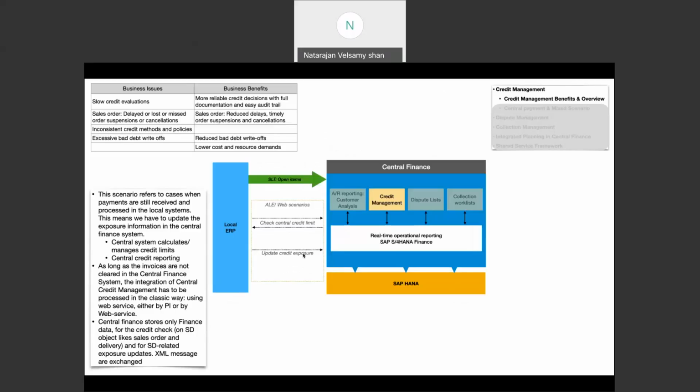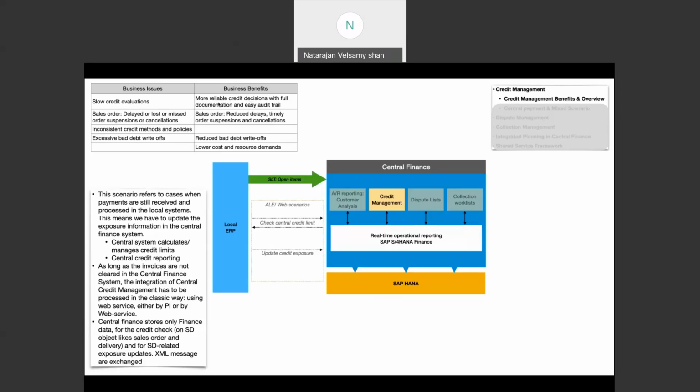Business is having the following issues: slow credit evaluations for their customers, which leads to delayed or lost sales orders, and in some cases missing to suspend or cancel the order, inconsistent credit methods and policies, and excessive bad debts due to wrong credit evaluations. With the SAP S/4HANA credit management tool, we have the following benefits.